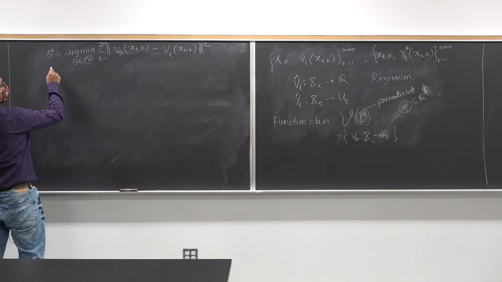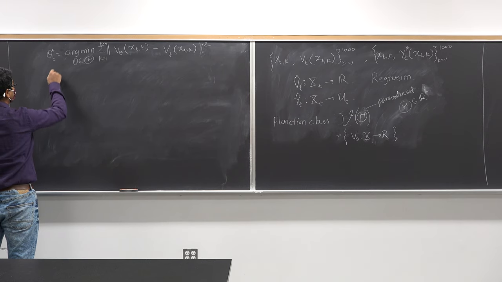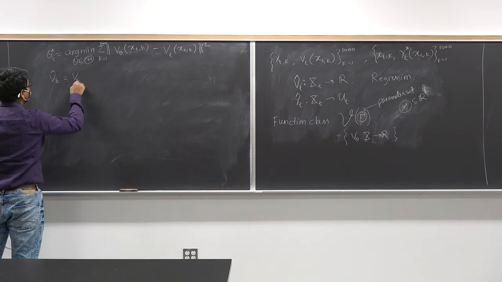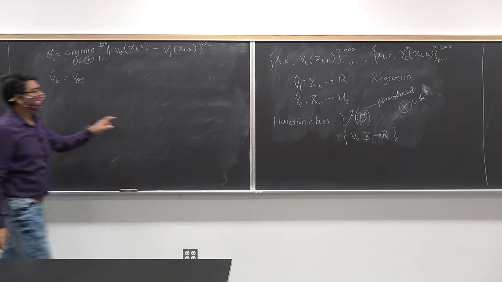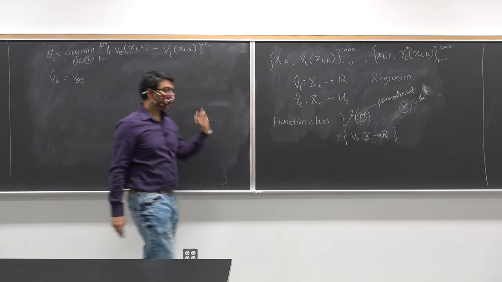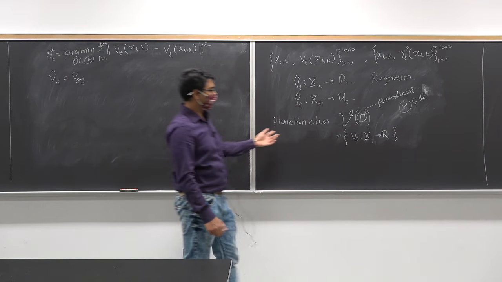So once you get, let me call it theta t, theta star t, then you replace v hat t equals v of theta star t. So that becomes your approximate value function. And then you can continue doing this approximation all the way up to time t equals 1. So you start at terminal time capital T plus 1, and then you keep doing this approximation at every point of time, all the way until you reach time t equals 1.